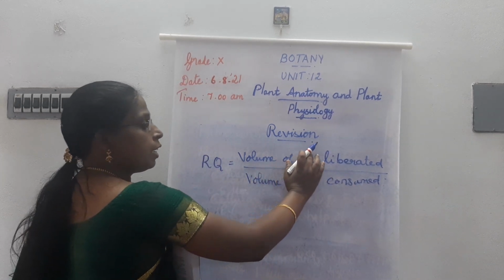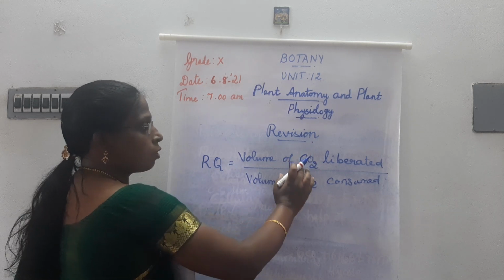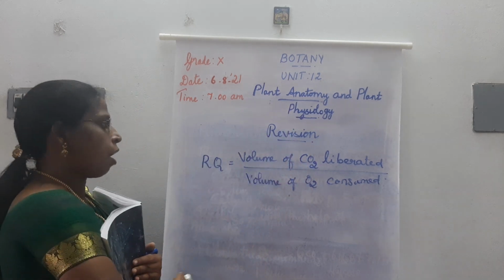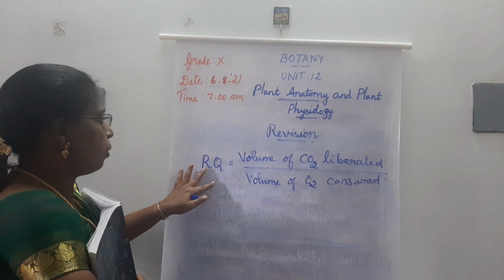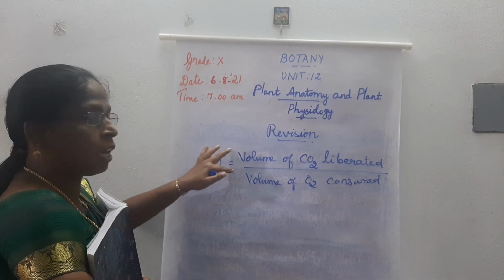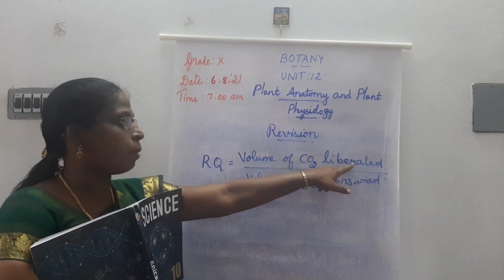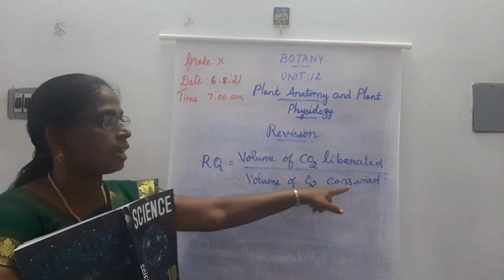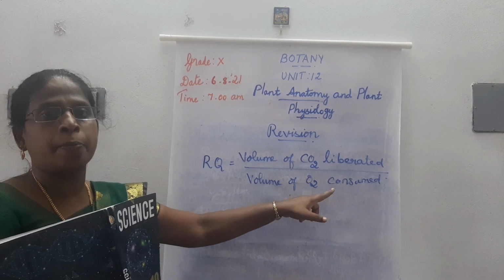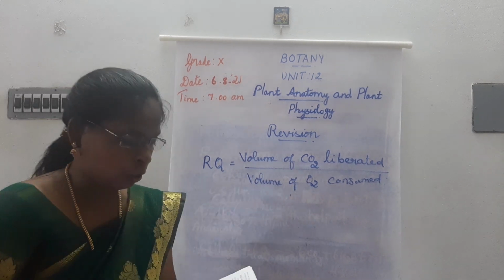So you have to write carbon dioxide here. If you are writing oxygen here, it is wrong. Okay. So very carefully you have to write. Respiratory quotient is the ratio of volume of carbon dioxide liberated and the volume of oxygen consumed during respiration. Very important 2-mark question.